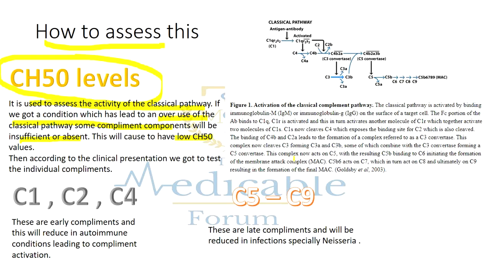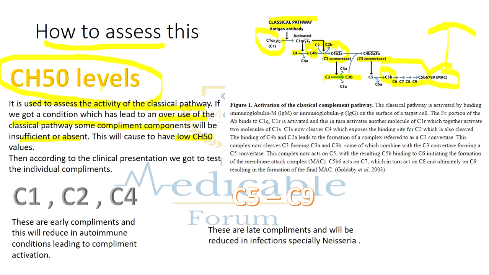Now, how do we know that? Let's talk about the classical pathway. The antigen-antibody complexes activate C1QR. This activation of C1QR cleaves C4 and C2. The collection of C4b together with C2a is called a C3 convertase, which cleaves C3. C3b together with C3 convertase is called a C5 convertase, which cleaves C5 into C5b and C5a. The C5b together with C6, 7, 8, 9 forms the membrane attack complex, which ultimately attacks the target and causes the injury.